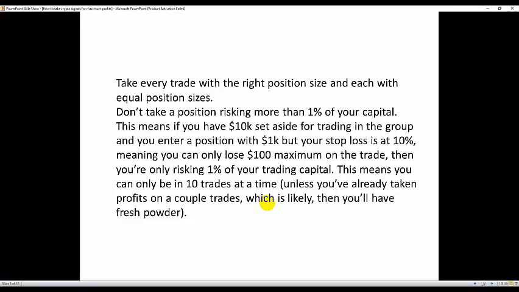So this means if you have $10,000 set aside for trading, maybe in a group that you are taking signals from, or in your own account, and you enter a position with, let's say, $1,000, but your stop loss is at 10%, meaning you can only lose $100 maximum on the trade. Meanwhile, $1,000 of $10,000 is actually 10%, right? That's 10%, it's not 1%.